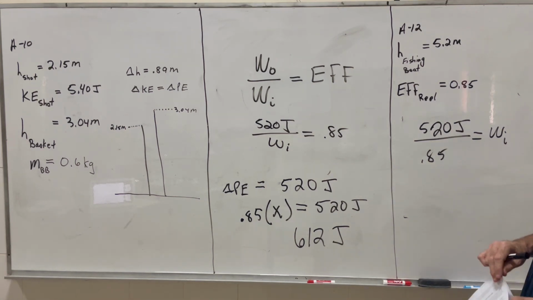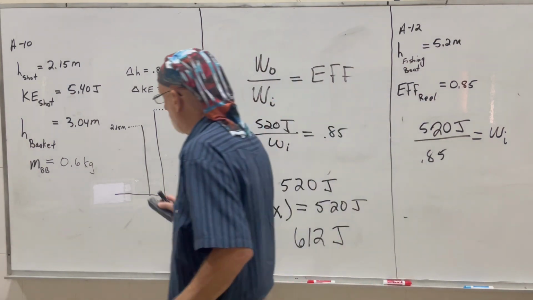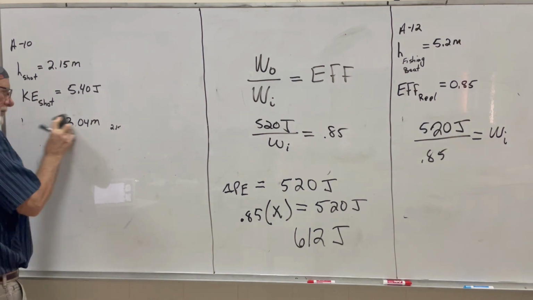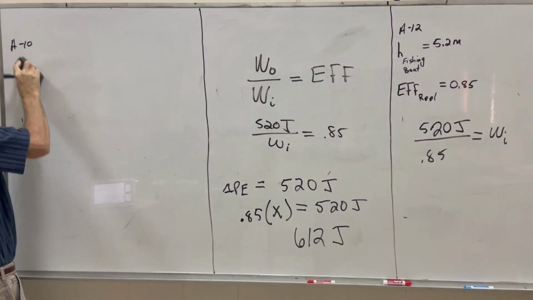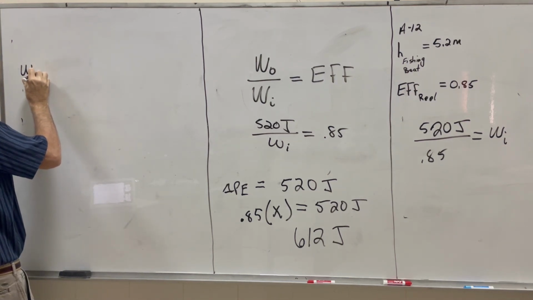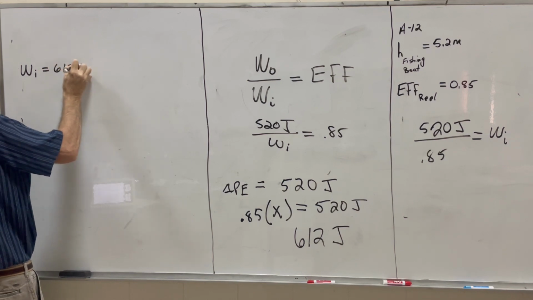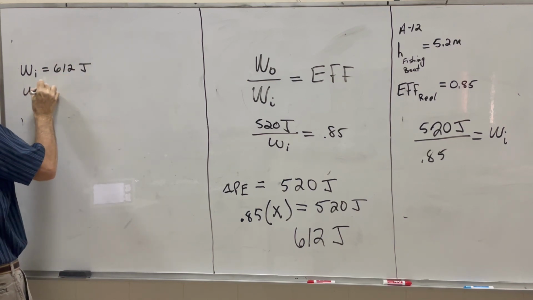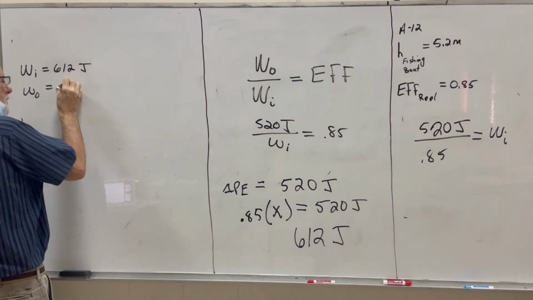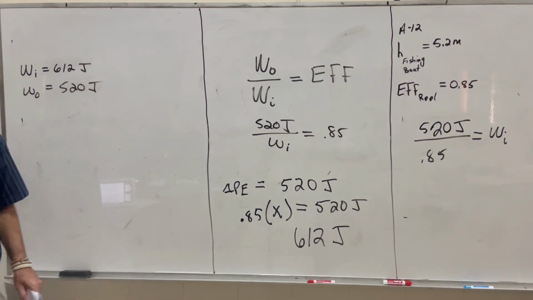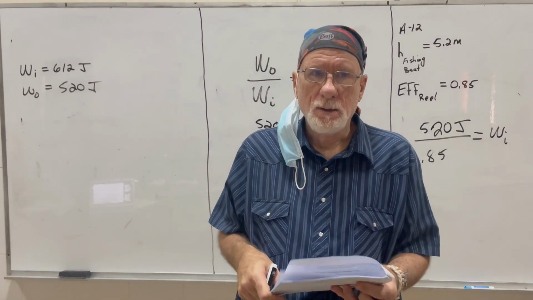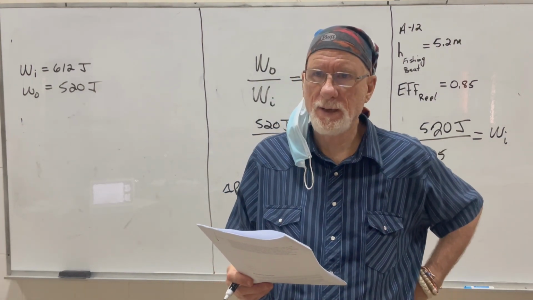Oh no, we didn't finish, did we? Is there more to do with number 12? All right, let's clean this off. So what did I do? I got work input equals 612, right? Work output equals what? 520? All right, what else? What else do they ask you? This is number A-12, right? Did we lose Elvis? Is he okay?